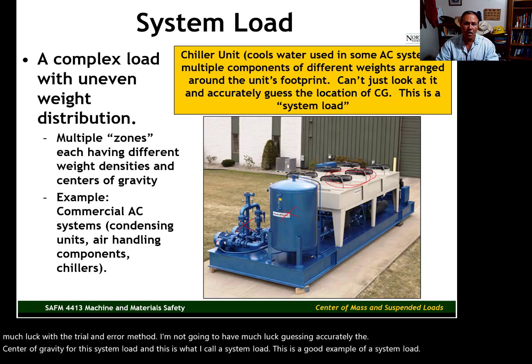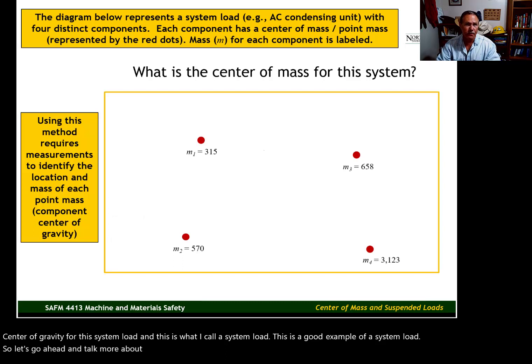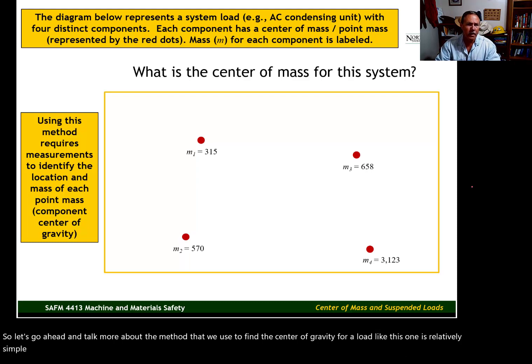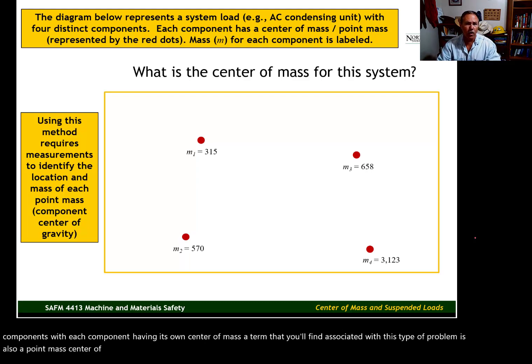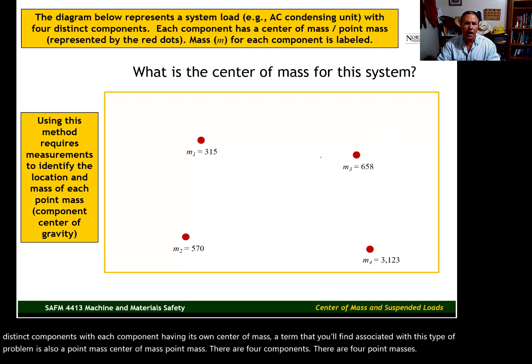So let's go ahead and talk more about the method that we use to find the center of gravity for a load like this. This one is relatively simple, this problem that I'm working on. The diagram below represents a system load, let's say an AC condensing unit. 4 distinct components, with each component having its own center of mass. A term that you'll find associated with this type of problem is also point mass, center of mass, point mass. There are 4 components, there are 4 point masses, each represented by these red dots.